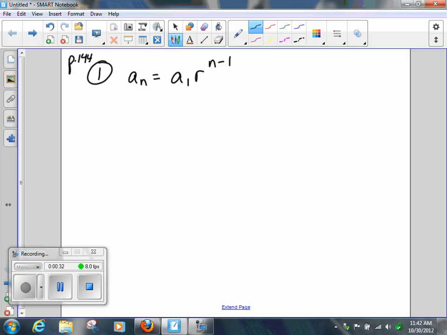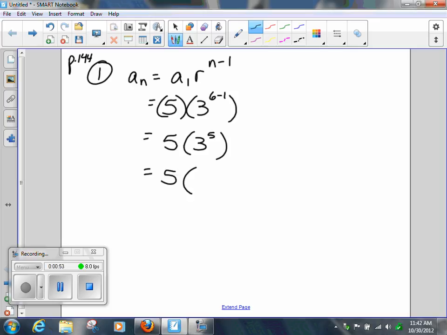Now, let's look at it. You're given in number 1 that A sub 1 is 5. You're also given that R is 3, and that n is 6. This is straight up plugging in a number.